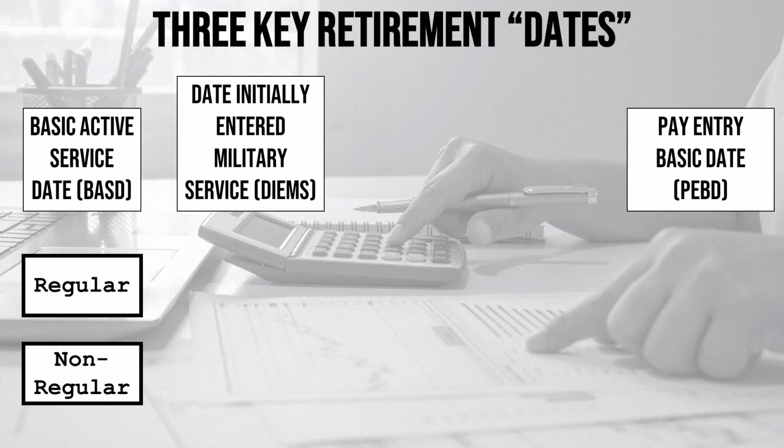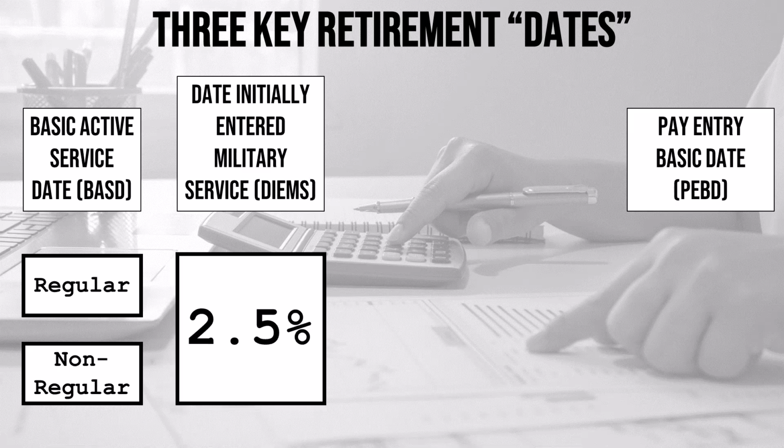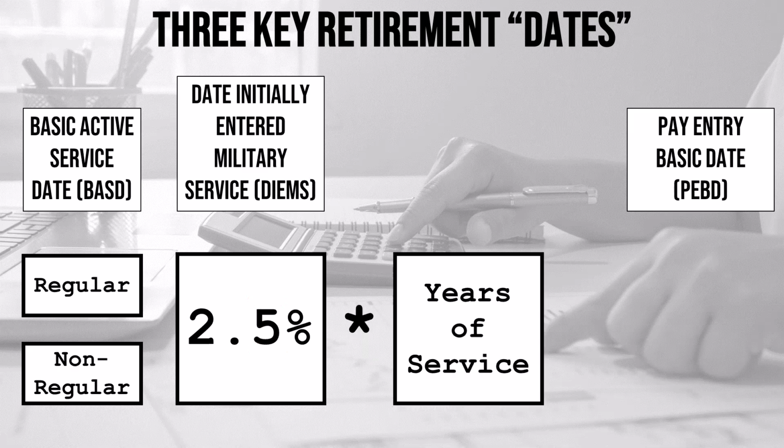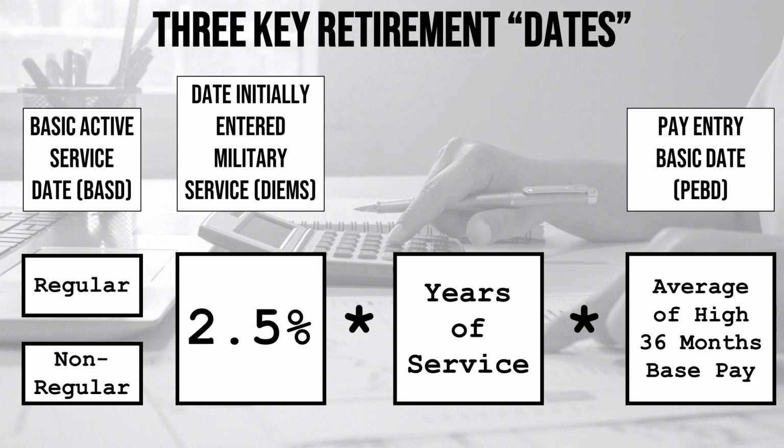Then your pension is calculated using a multiplier, which is 2.5% for High 36 retirement system, or if you're blended retirement, it's 2%. That number gets multiplied by your years of service to give you a percentage, which is then multiplied again times the average of your highest 36 months of base pay.